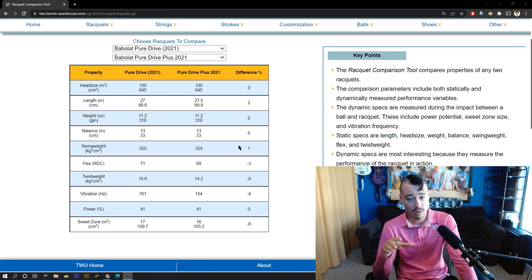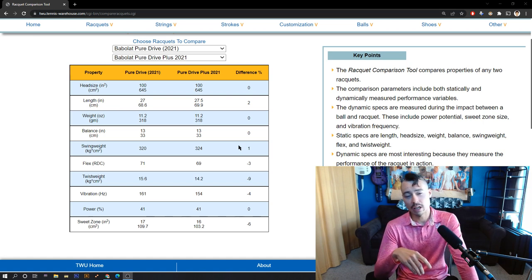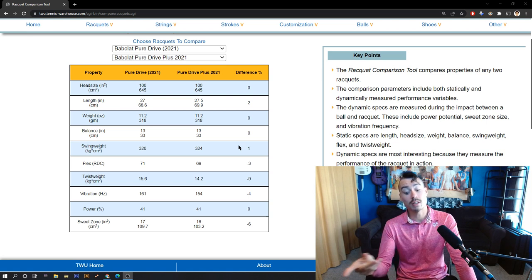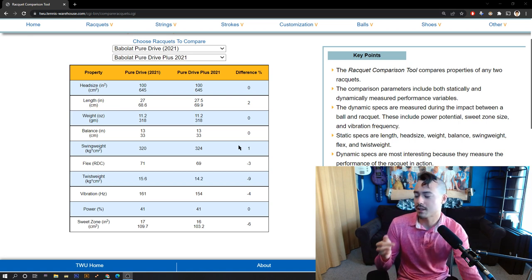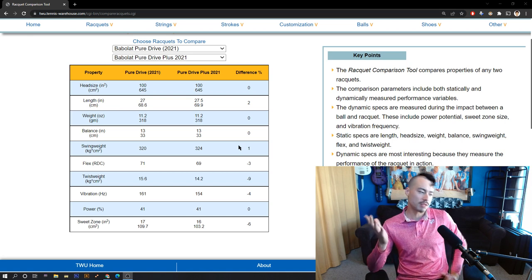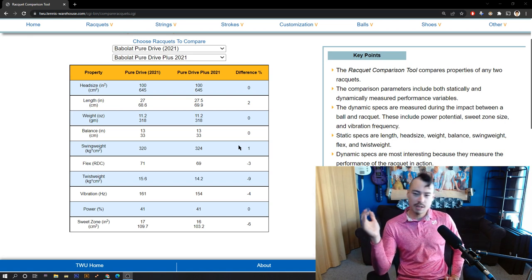So I've talked before about twist weight and how twist weight correlates to spin. And I was always making the argument that a lower twist weight racket relative to the swing weight of the racket should have more spin potential. And the reason for that being, and this is something that is surprisingly controversial, which really frustrates me, because to me it just signifies that people don't understand. It's not even like you have to understand physics. It's just, you know, if you understand the world, that this should make sense to you.